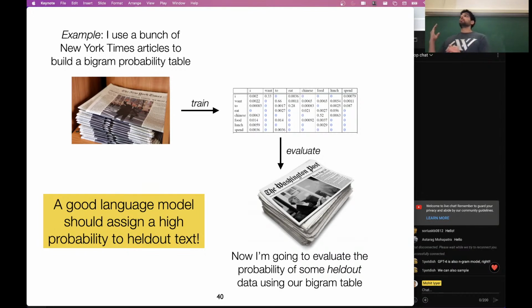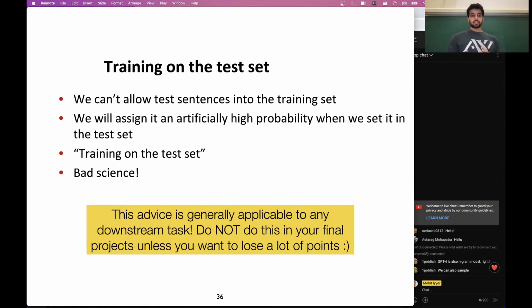So again, we want a language model that not only assigns a high probability to the New York Times articles, which any n-gram model is going to do, right? Because it saw those texts in its training. So obviously it has high probabilities for the training articles. But what about these Wall Street Journal articles? Those are also valid English texts, right? And they should also receive high probability.